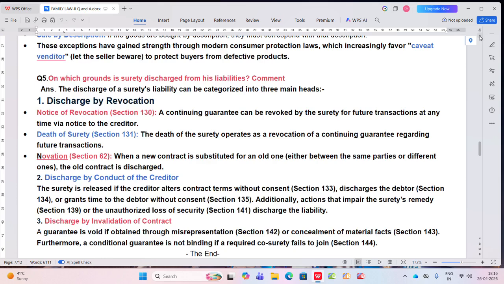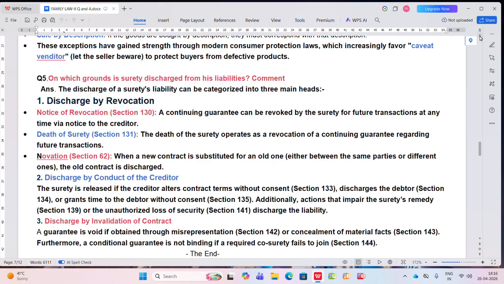Third is discharge by invalidation of contract. A guarantee is void if obtained through misrepresentation, which comes under section 142, or concealment of material facts, section 143. Furthermore, a conditional guarantee is not binding if a required co-surety fails to join, section 144. So this is the answer on which grounds a surety is discharged from his liabilities.